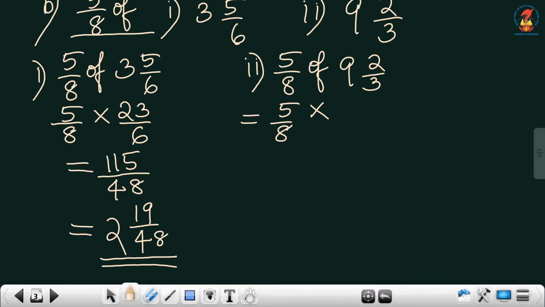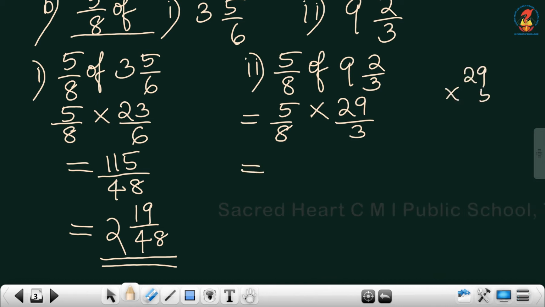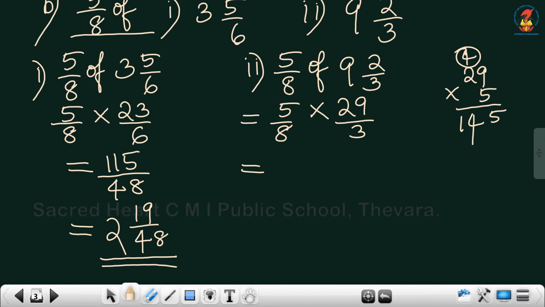Convert it into an improper fraction. 9 3s are 27. 27 plus 2 is 29 by 3. Okay. Multiply it. 29 into 5. What is the answer? 29 into 5. 5 9s are 45. 5 2s are 10, plus 4 is 14.